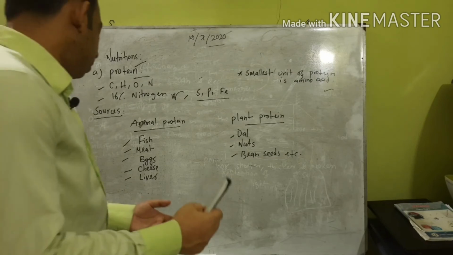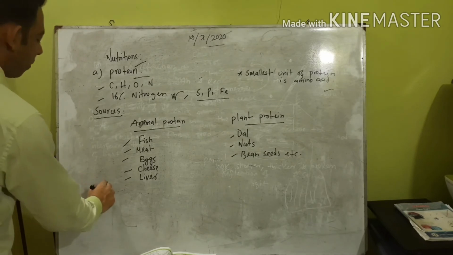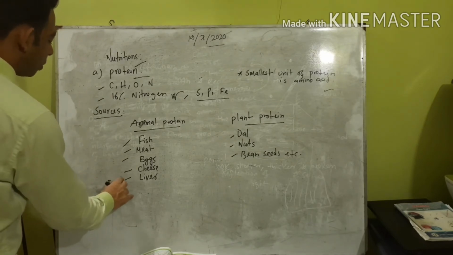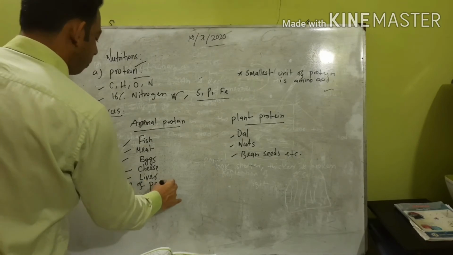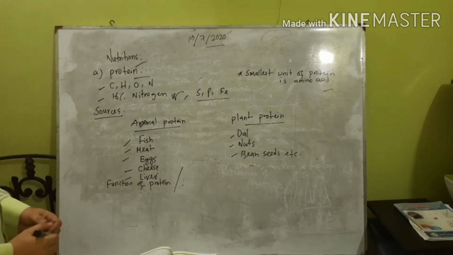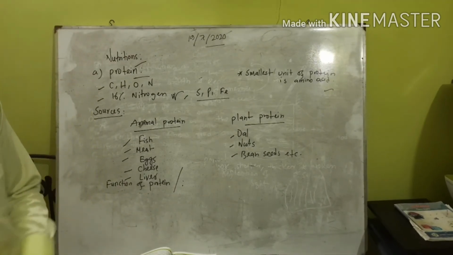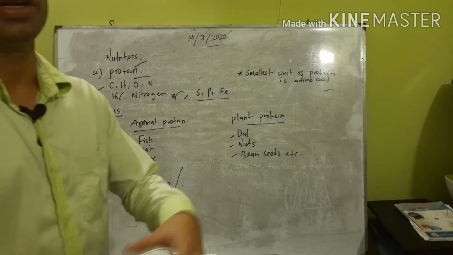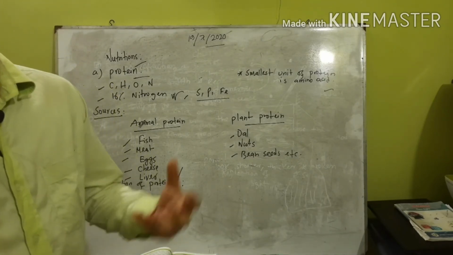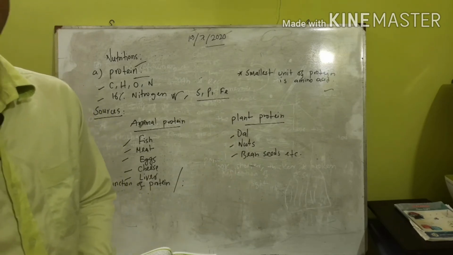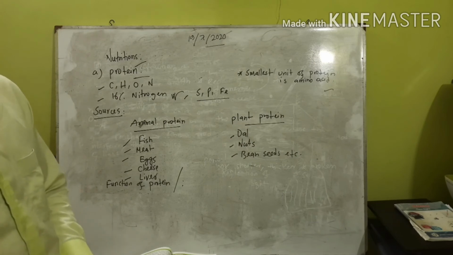By the way, now we will try to understand finally the functions. I have written only one function of protein, or you can write the importance of the protein. That is your SW task. I will go through other points, but besides that I gave you an SW: the functions and importance of protein. What are the functional activities and importance of protein? That is very important, and that is your SW task.